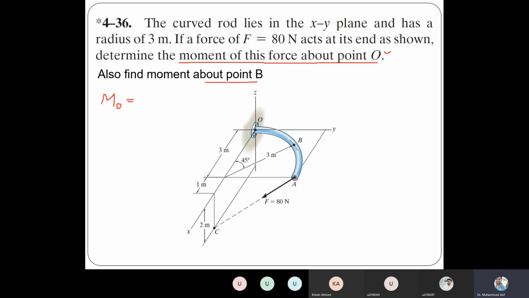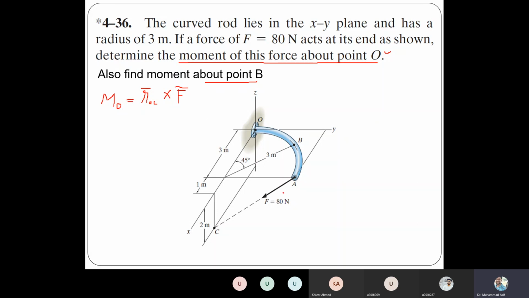If this is the line of action of that force, which meets at point C, then OC is also a moment arm, even from point O. So we take a position vector ROC cross that force. So we need this vector and the force vector.